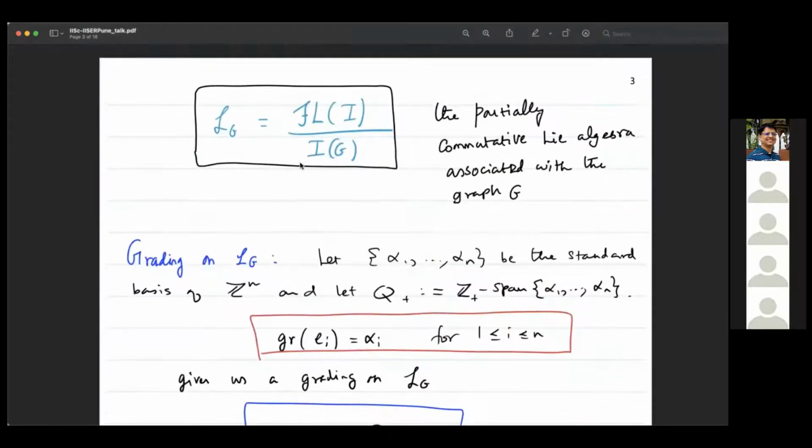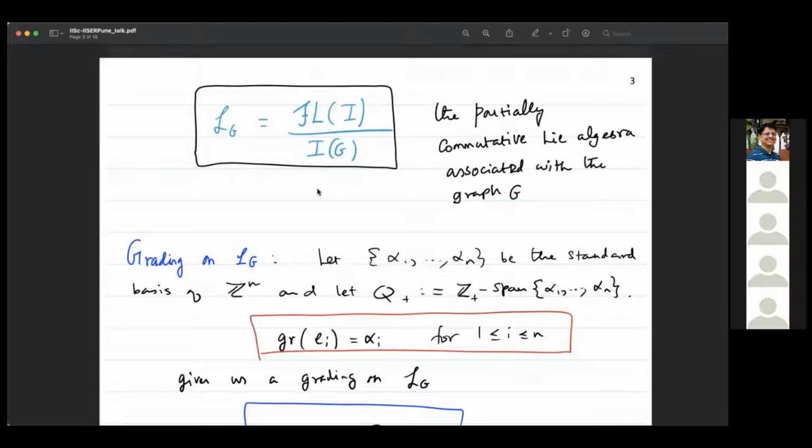So here is the definition. The partially commutative Lie algebra associated with the graph G is nothing but the free Lie algebra generated by all these alphabets e_i, one alphabet for each vertex i, modulo this ideal I of G. What is that ideal generated by? It is generated by the commutators [e_i, e_j] whenever there is no edge between i and j. So the relations are that you allow e_i and e_j to commute if there is no edge between i and j.